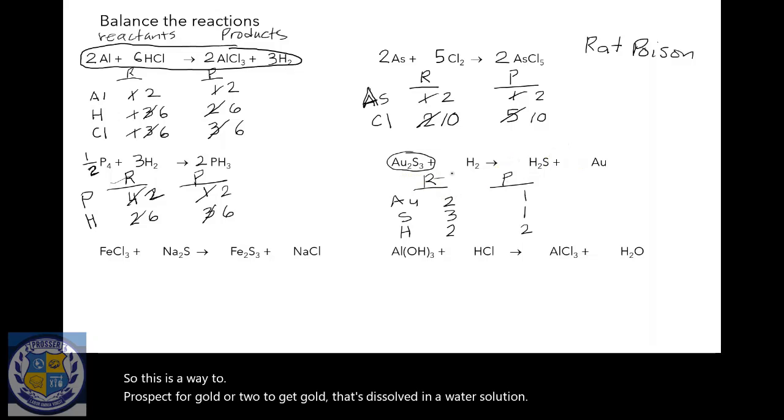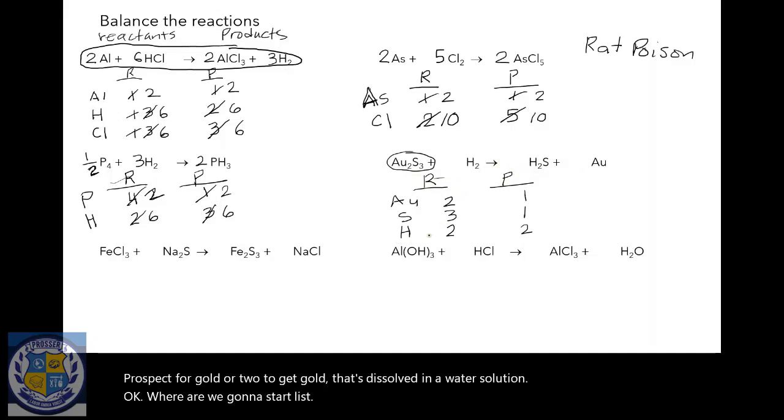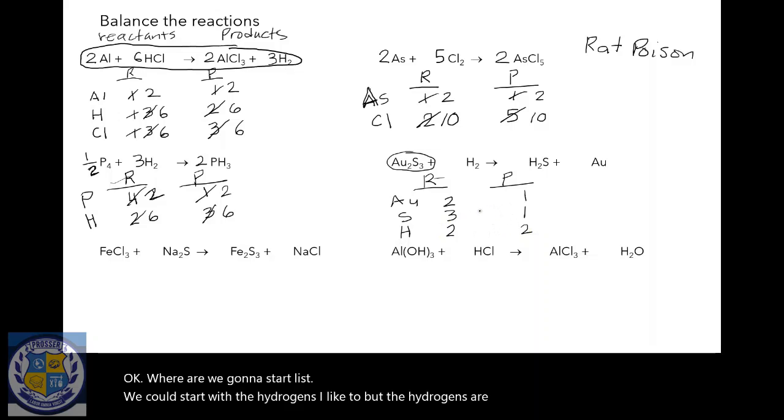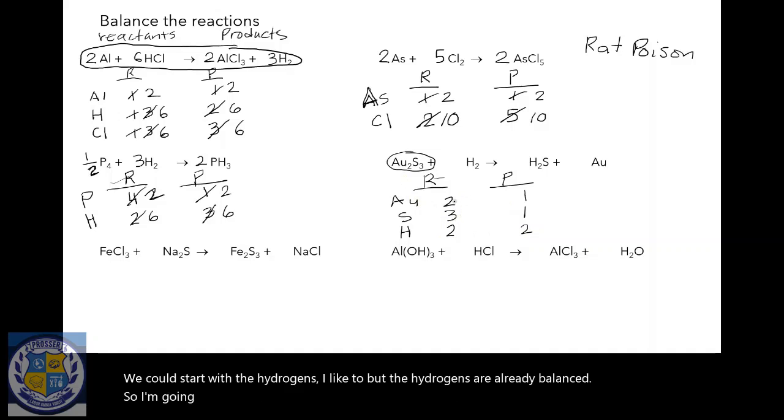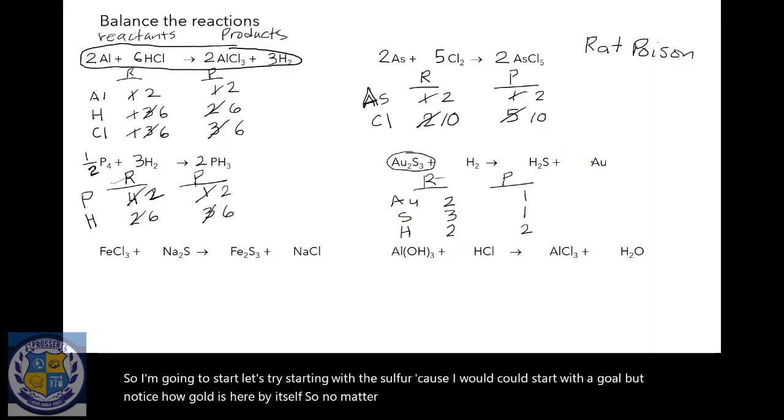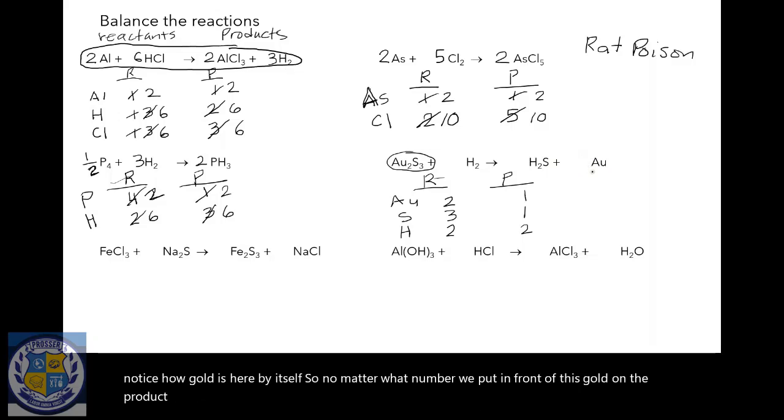Okay, so where are we going to start? We could start with the hydrogens like I like to, but the hydrogens are already balanced. So let's try starting with the sulfur, because we could start with the gold, but notice how gold is here by itself. So no matter what number we put in front of this gold on the product side, you're not going to change the number of anything else. So let's do the sulfur first.